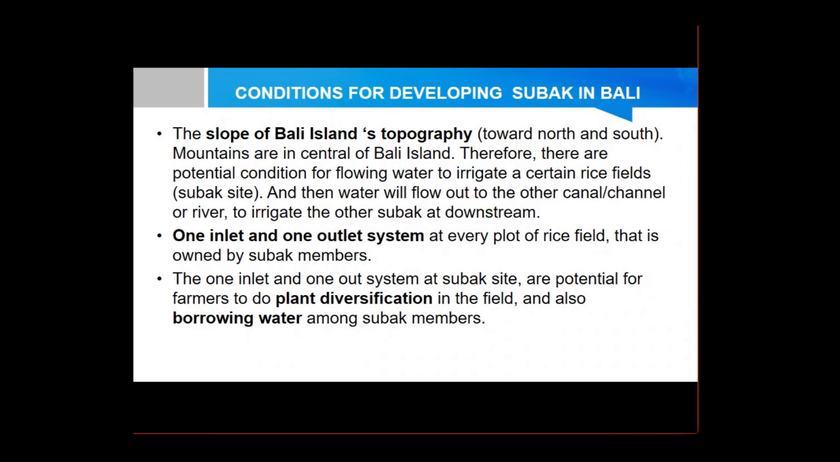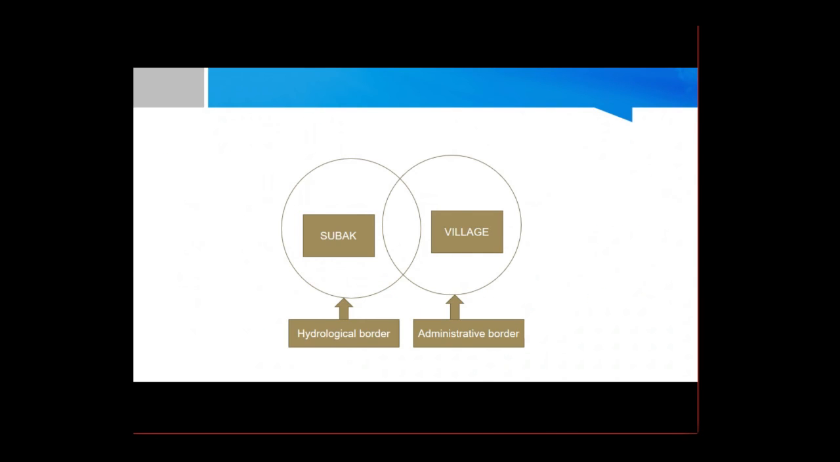This is the benefit of the one inlet and one outlet system. The farmer can implement borrowing water in one side of the subak system because every member has one inlet and one outlet system, and then the farmer can implement crop diversification, something like that. So in the field in Bali, we have two very important institutions. One, the subak system, and the other one, the village system. The border of subak is a hydrological border, and the border of the village is an administrative border. So sometimes there is overlapping area between or among subak and village in Bali Island, because the border is different.